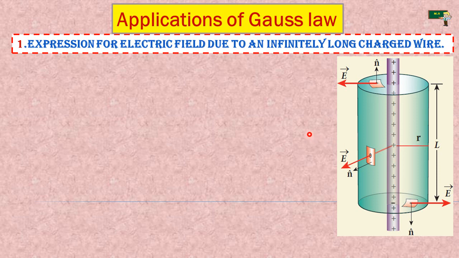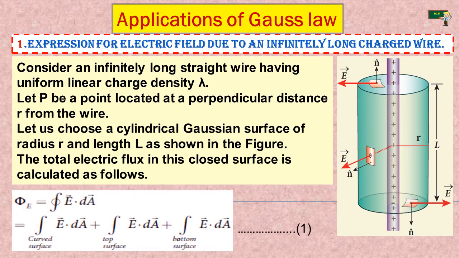Now let's move to the answers. Consider an infinitely long straight wire having a uniform linear charge density. This wire has a uniform linear charge density lambda. Let P be a point located at a perpendicular distance r from the wire. Let us choose a cylindrical Gaussian surface. This surface around the long charged wire is called the Gaussian surface of radius r and length L.